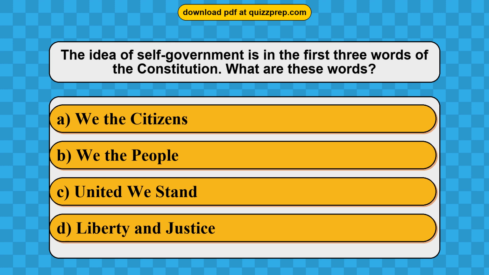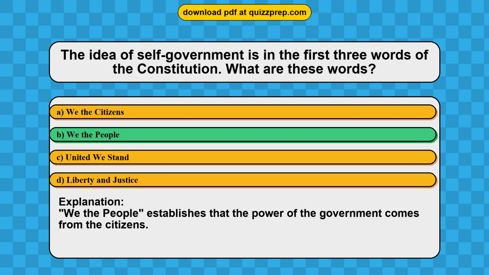Question 67. The idea of self-government is in the first three words of the Constitution. What are these words? Option A, we the citizens. Option B, we the people. Option C, united we stand. Option D, liberty and justice. The correct answer is option B, we the people. We the people establishes that the power of the government comes from the citizens.